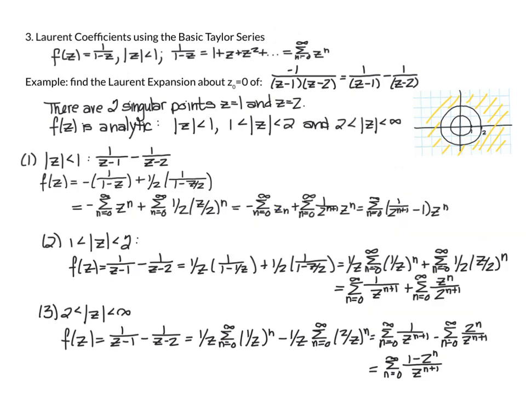So finally, for our three regions, z less than 1, z between 1 and 2, and z greater than 2, we have these three solutions. And you can see they are different solutions, and that's because we have different convergences.